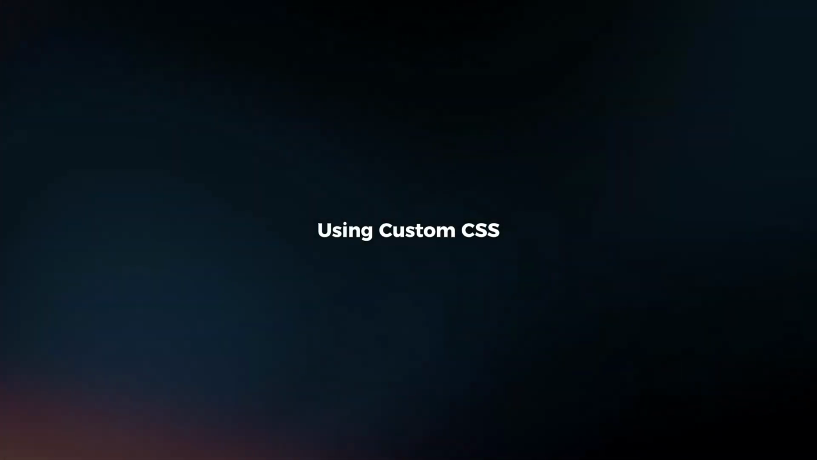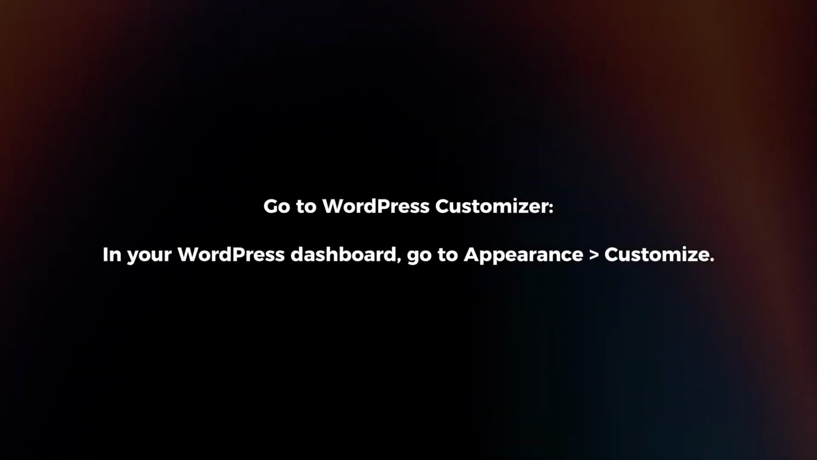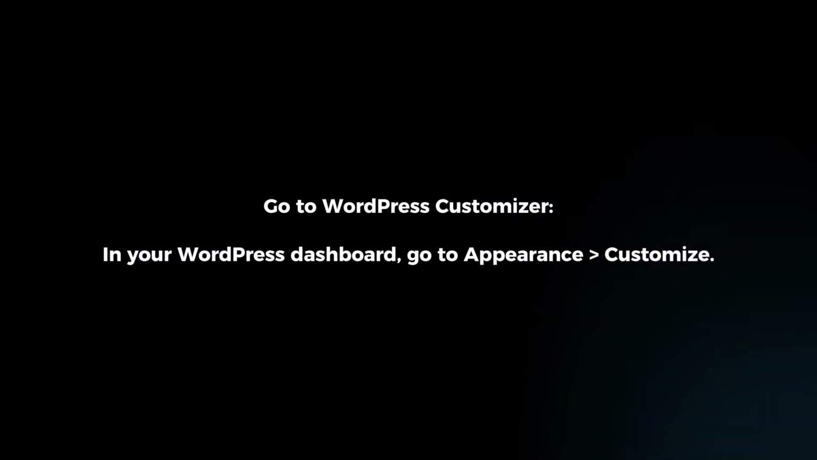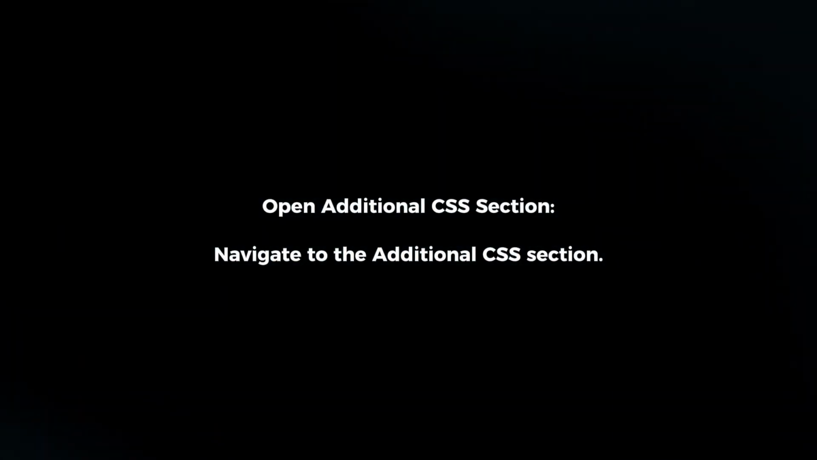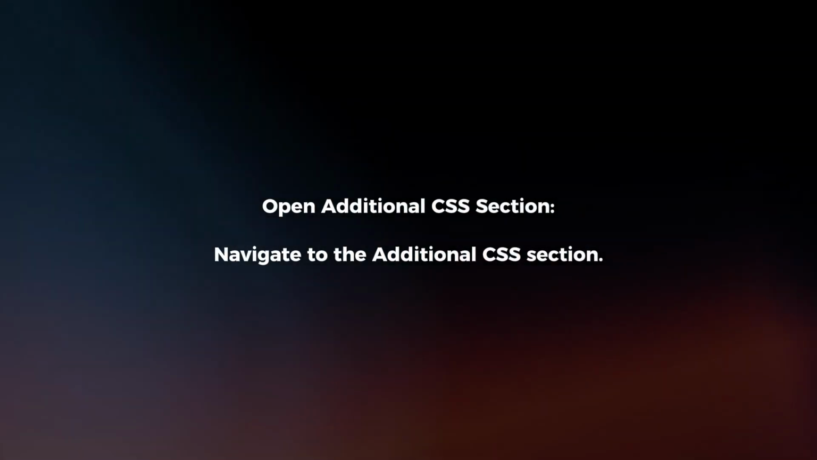Using custom CSS, go to WordPress Customizer. In your WordPress dashboard, go to Appearance, Customize. Open Additional CSS section. Navigate to the Additional CSS section.